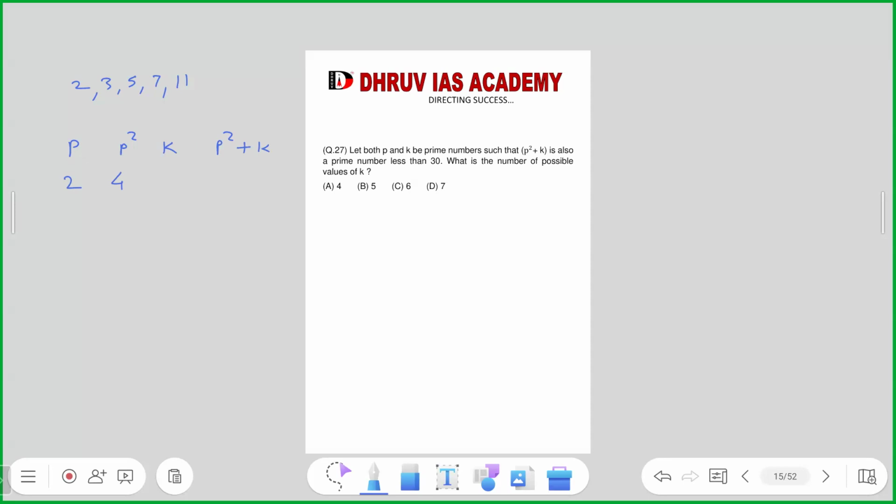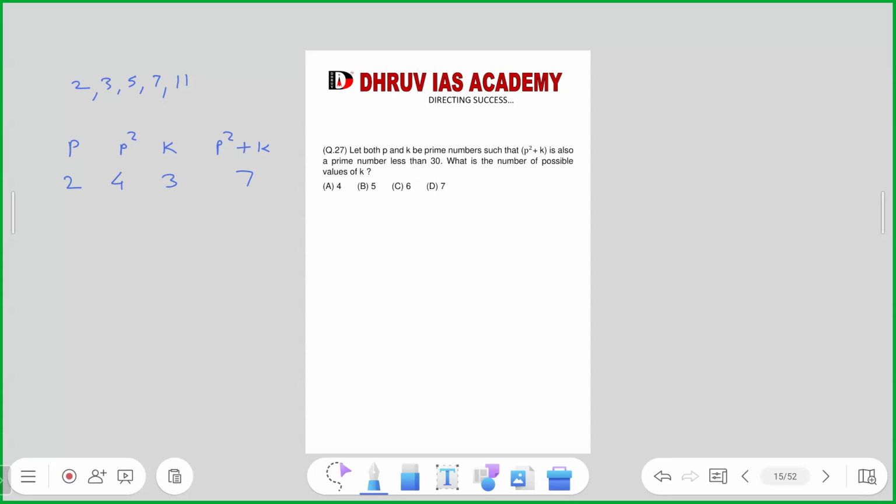So what are the different options? See, if you add 4, and we want to add prime numbers only. So the first prime is 3. So 4 plus 3, which is 7. So it is also a prime number. So that is the first combination. See, both p and k are prime numbers, 2 and 3. P square plus k is also a prime number less than 30.